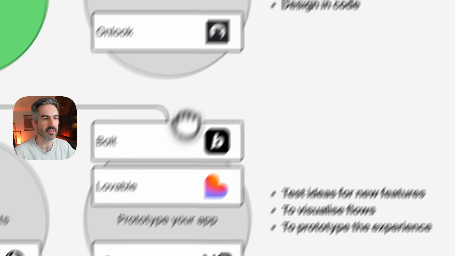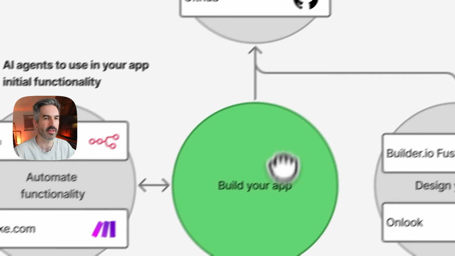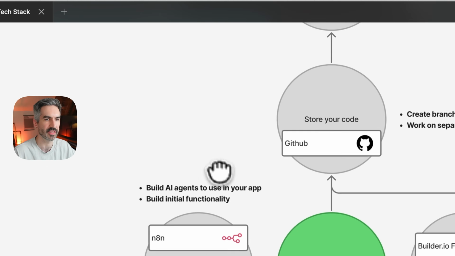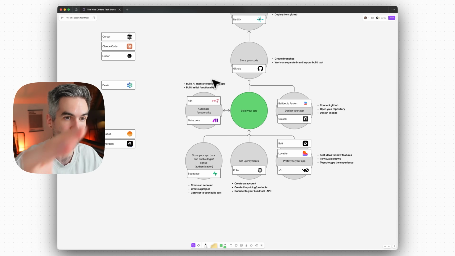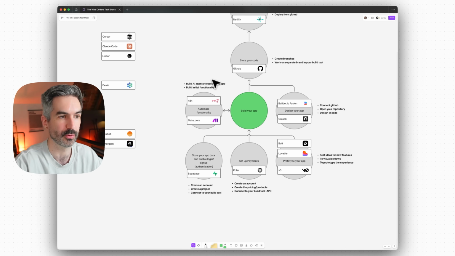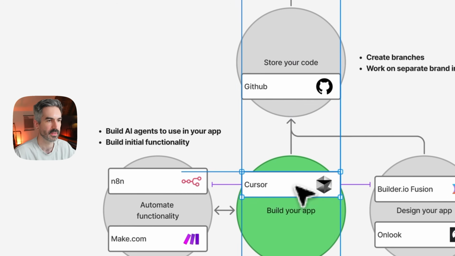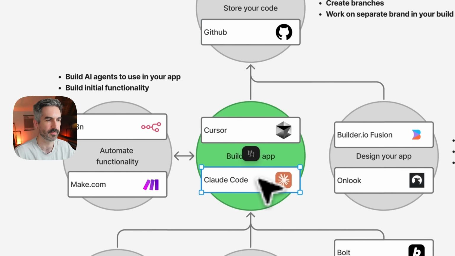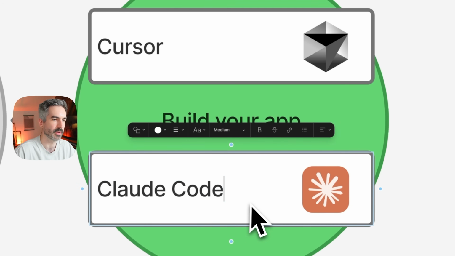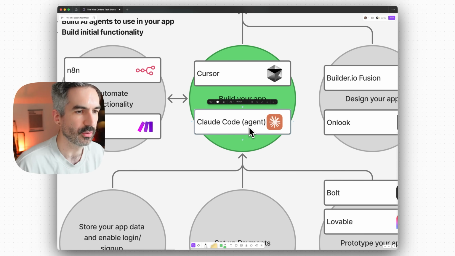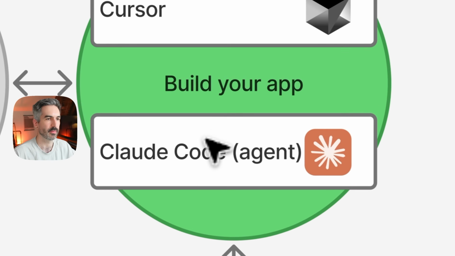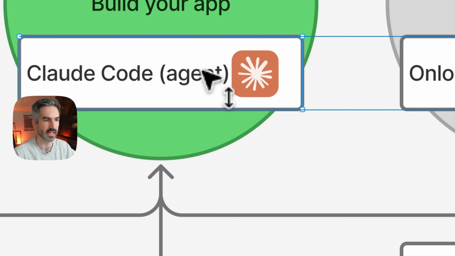And so if these are prototype tools, where do you actually build your app? Well, the first place I would start to move over to building my app, once I have my prototype and everything hooked up and running, is to move into Cursor and use Claude Code as my coding agent. So this is your AI coding agent. Think about these two things as working really well hand in hand.